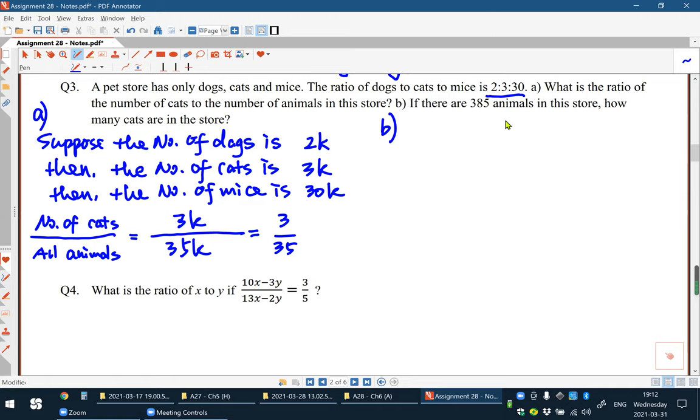Second, if there are 385 animals in the store. So 385, the total number of animals, times the ratio of cats to all animals, which is 3 to 35. This should be the number of cats, right? So here we get 11 times 3, which is 33. Okay, so the conclusion is there are 33 cats in the store, right?